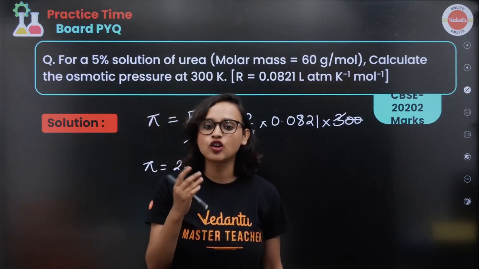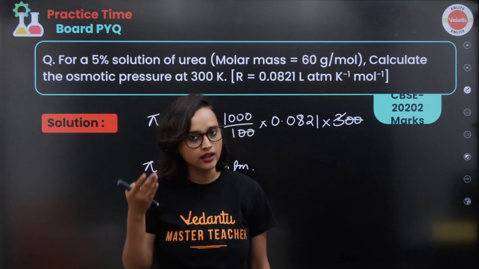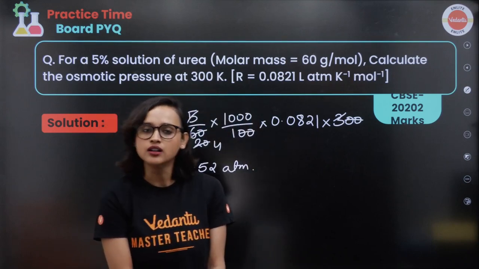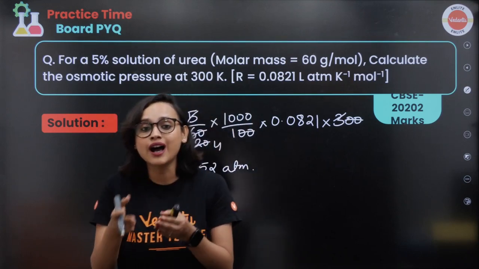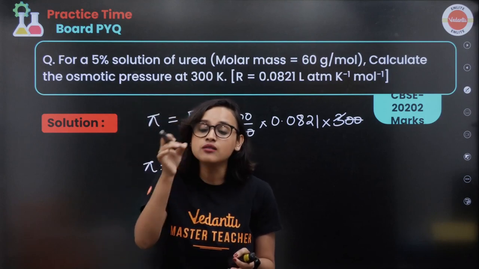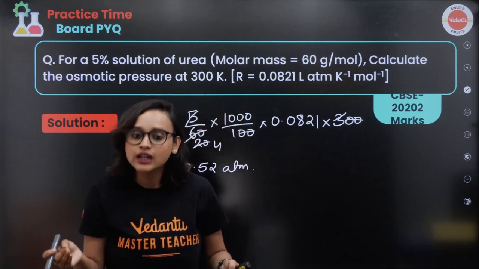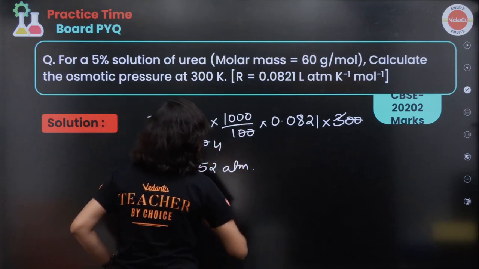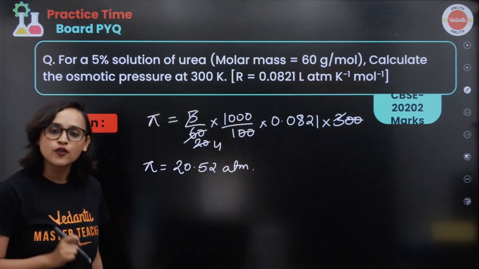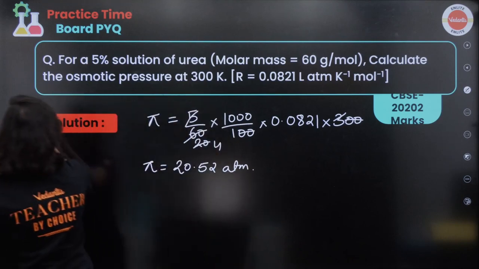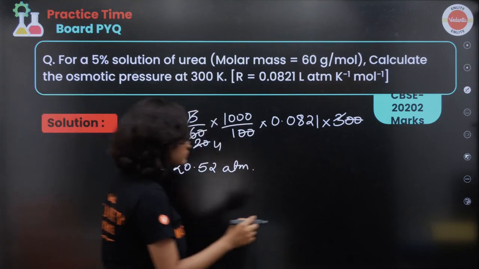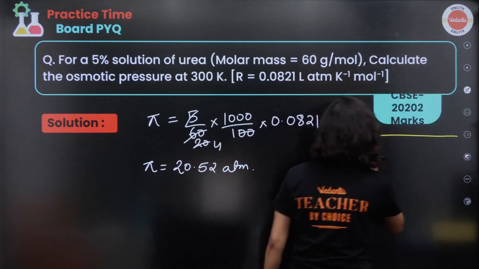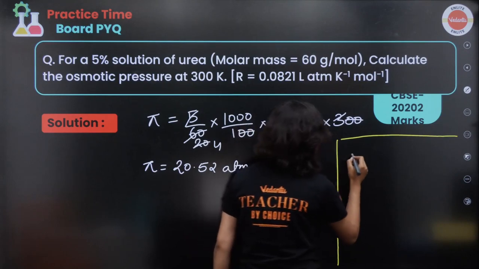Now, we know that concentration is equal to moles divided by volume, which means given mass divided by molar mass into 1 by volume. From there, I got this value. You want me to write that down? Let me write that down. I will also show you the rough work here so that you know.